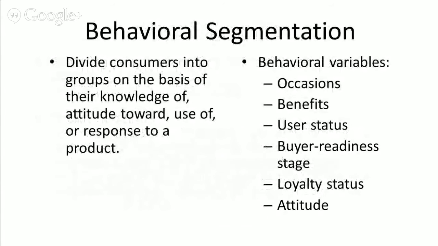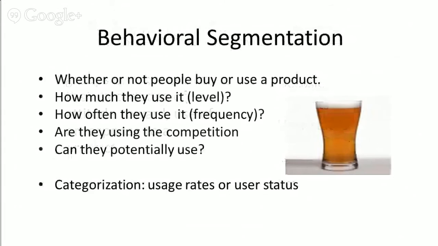Behavioral segmentation. This is just basically how much people actually use a product or how much they know about a product, okay? Some variables are how often they use it, are they loyal or not, are they ready to buy the product or not. There's all kinds of different ways we can look at that. A good example is beer. Regardless of whether you like beer or not, it's a good example in this situation.